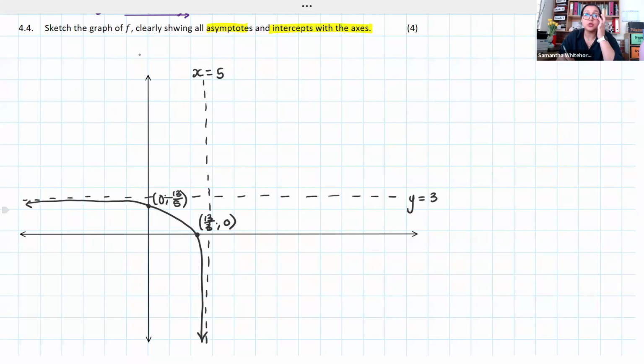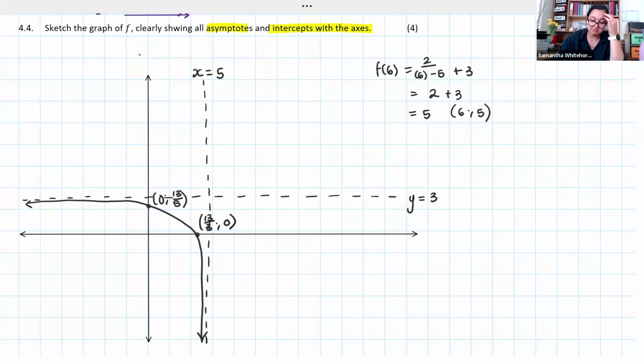To get your second arm, you should always at least have one other point on there. You can just draw the general shape as you go along. And to get a point, you just substitute in a random value. Doesn't matter what value you substitute, but I'm going to substitute in 6. So we've got f of 6 is equal to 2 over 6 minus 5, plus 3. 6 minus 5 is 1, so technically it's 2 plus 3, which gives me 5. So my coordinate that I need to plot is at 6, 5. And so I go and plot that.